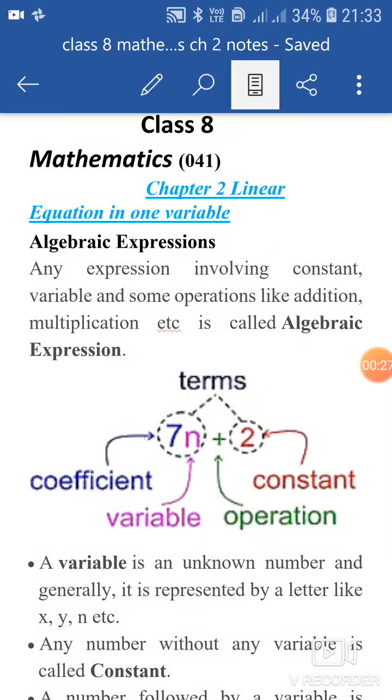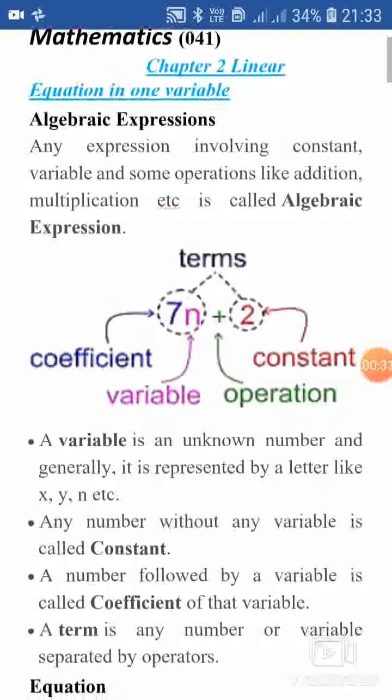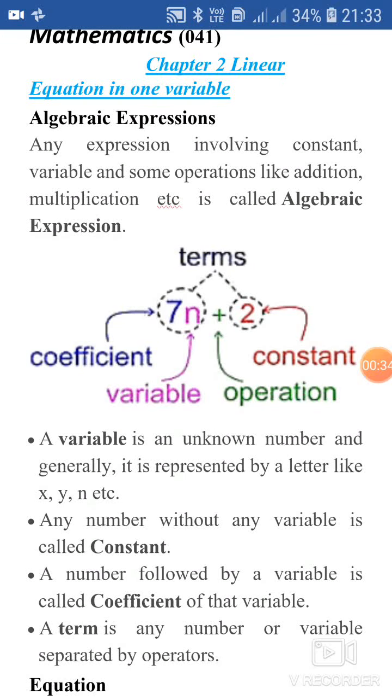the algebraic expression. Now an algebraic expression, for example, is given here: 7n plus 2. Here it is written with some parts, that is constant, variable and the operation plus. So I'm going to explain each term properly. First of all, this expression is made with two terms, that is 7n and 2, with the operation plus.